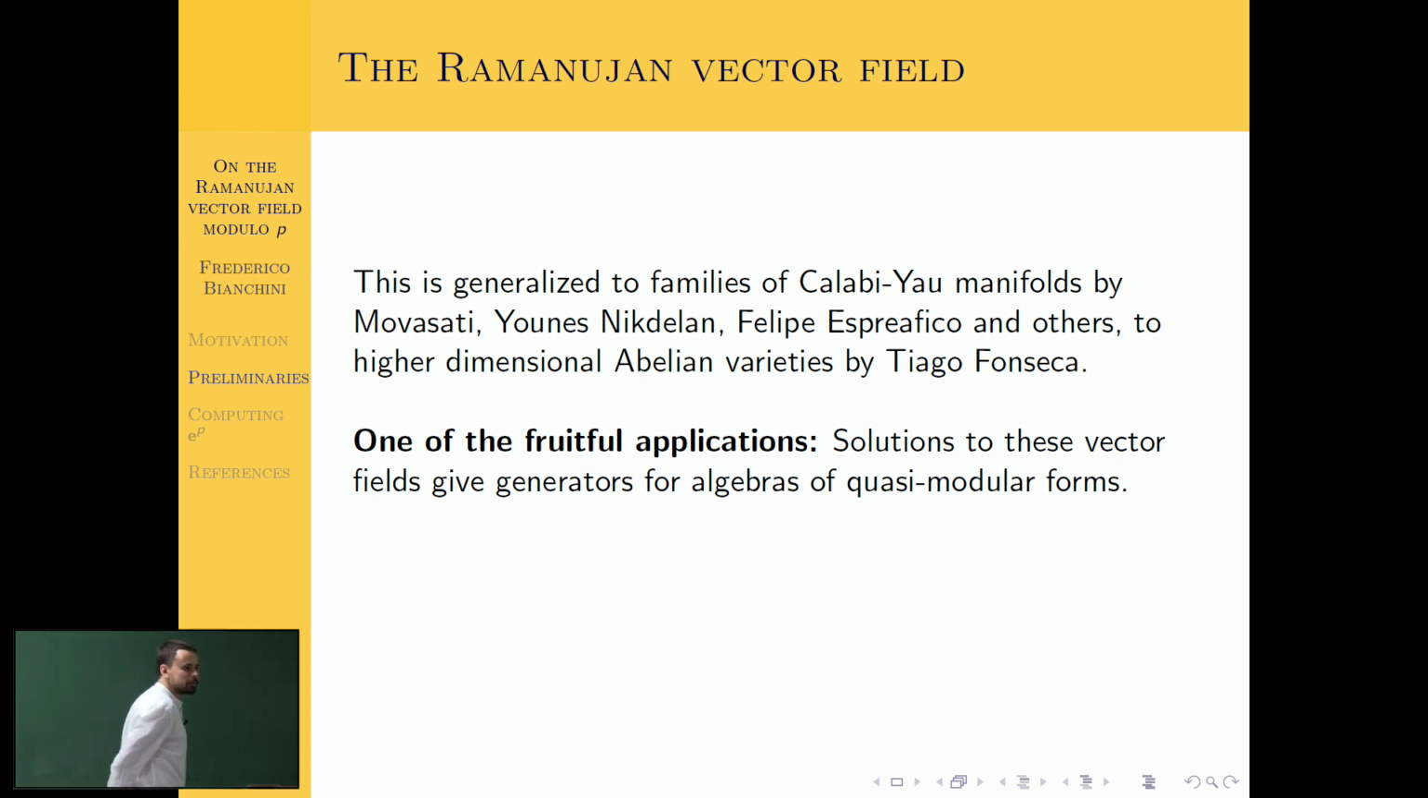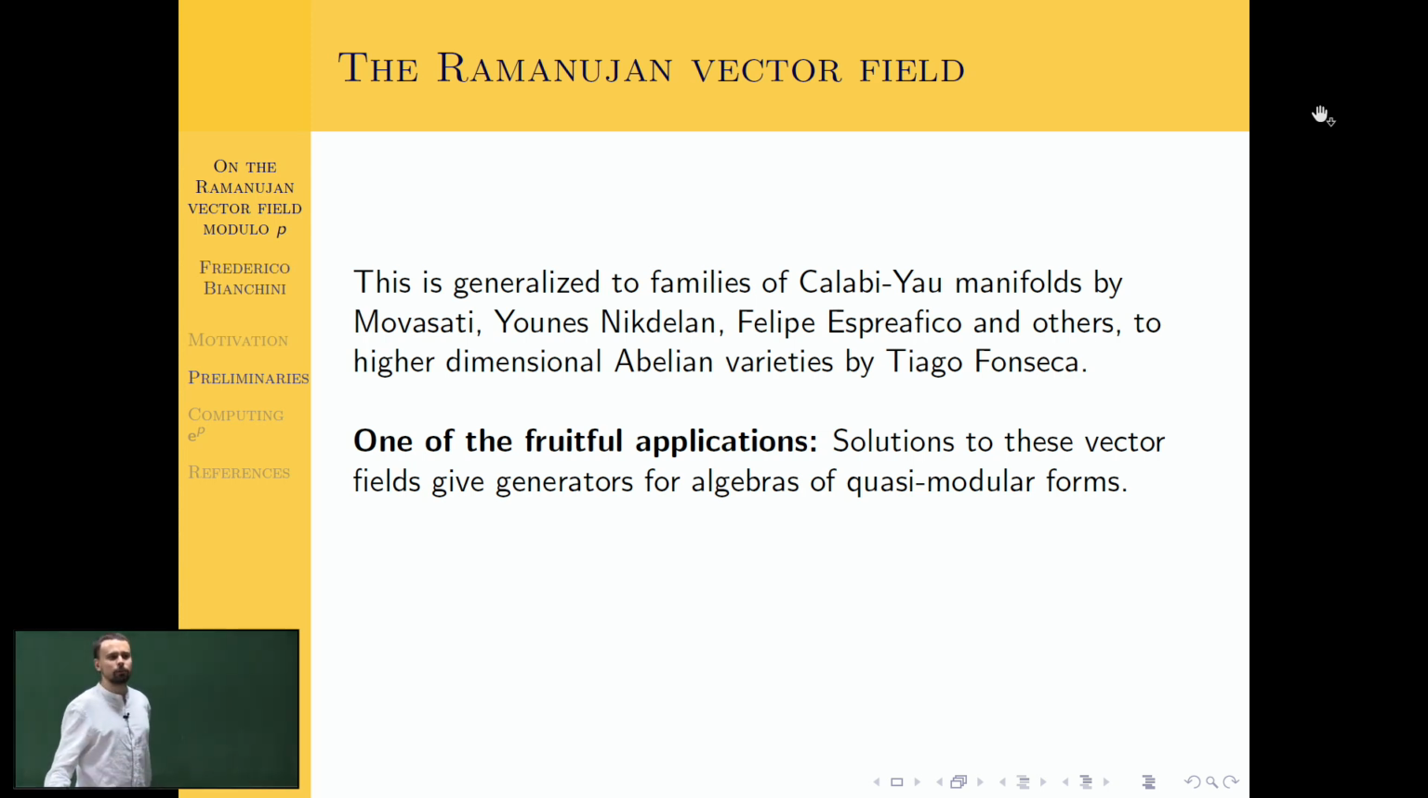This turns out to be a very special property, and this is generalized to families of Calabi-Yau manifolds by Movasati, by Yunus, who is here, by Felipe, who also is in the audience, I think, and to higher dimensional abelian varieties by Tiago Fonseca, and that's all that I know, I think. Maybe there are more people working on these things. And the fruitful applications of this, well, solutions to these vector fields, they give generators to algebras of quasi-modular forms, okay?